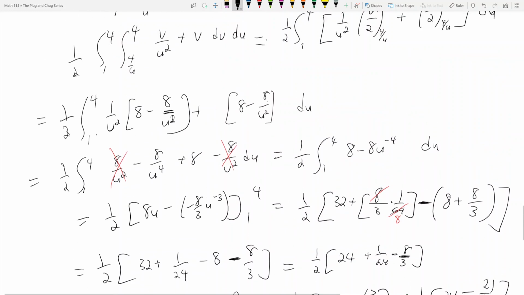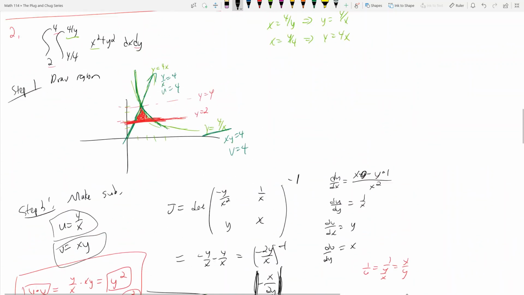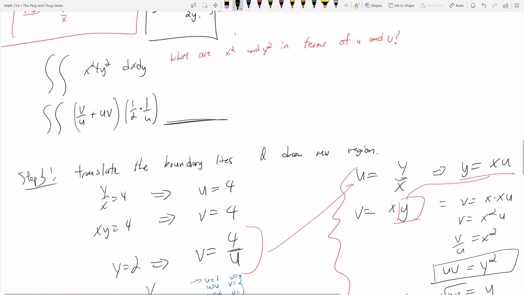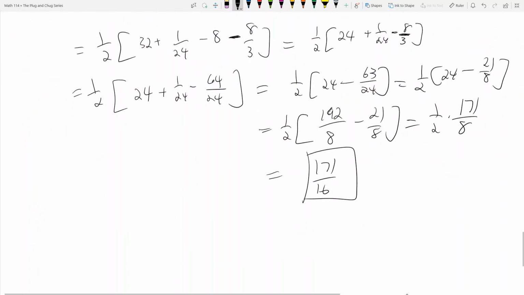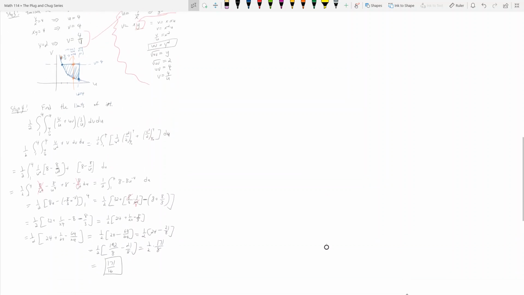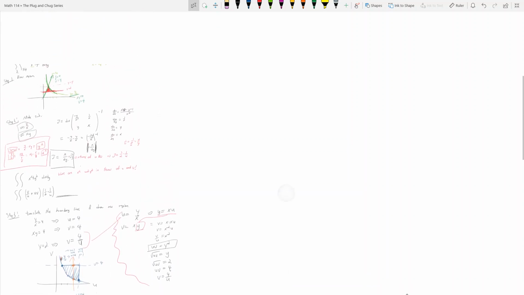I plugged in this guy up here into Wolfram Alpha, and that got me the exact same answer as this guy down here. So, wow, what an involved problem. I don't think you'll see anything as hard as this on an exam. Hopefully not. It took us almost half an hour to get through this one example.